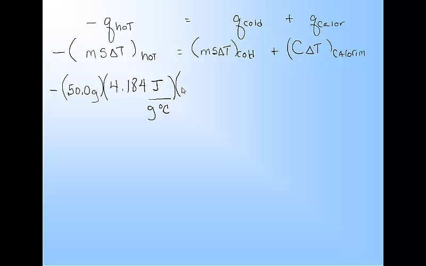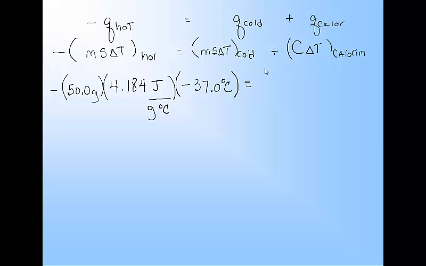Change in temperature. Final minus initial. The final temperature of all three things is 53 degrees Celsius. The initial temperature of the hot stuff is 90. 53 minus 90 gives me a negative 37.0. Again, it's just algebra.